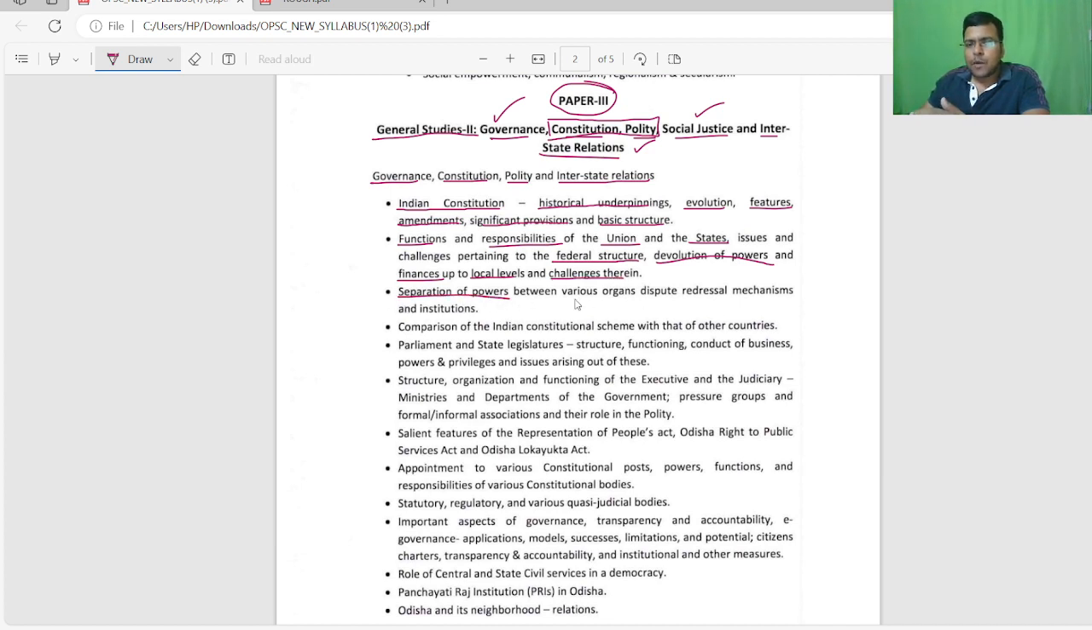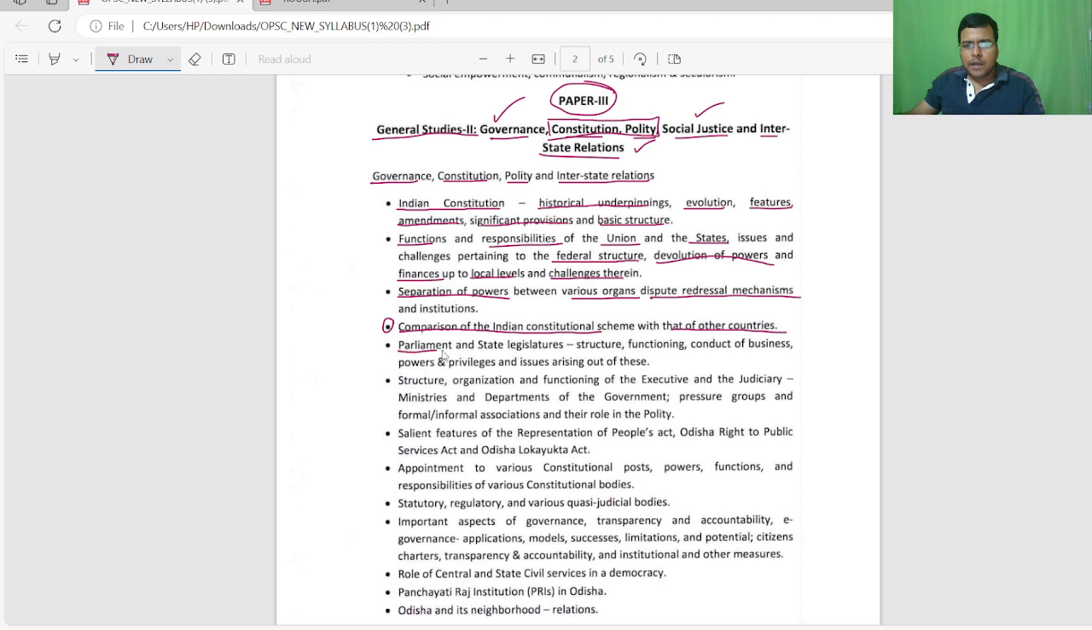Separation of power between various organs, that means legislature, executive, judiciary, and dispute redressal mechanism. Disputes between various organs and how to redress them. This is one added feature: comparison of the Indian constitution with that of other countries. So the Indian constitution is compared with UK, USA, Japan, and other countries.